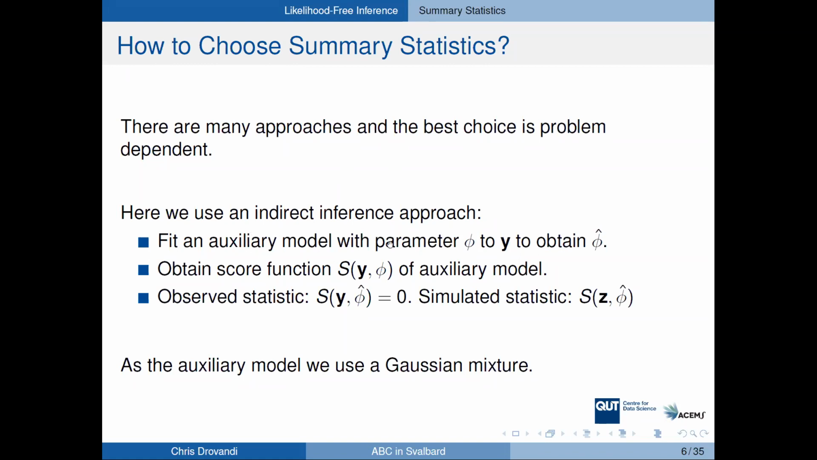Then we fit this auxiliary model to the observed data to get an estimate of the auxiliary parameter. We form the score function of the auxiliary model. For the observed summary statistic, we evaluate that score function at this parameter estimate. If this estimate is the MLE, then the score is theoretically going to be equal to 0. For the simulated summary statistics, we pass the simulated data set into that same score function using the same parameter estimate for that auxiliary model. For the examples in this work, we used a Gaussian mixture model as the auxiliary model.